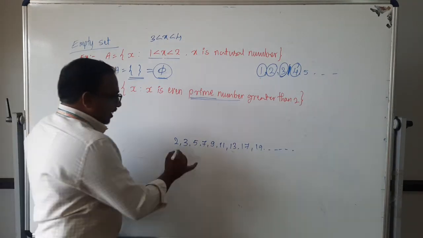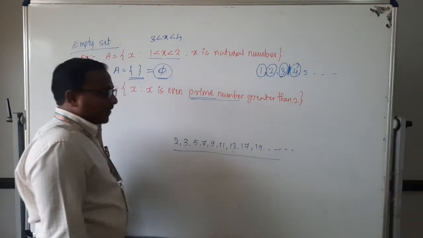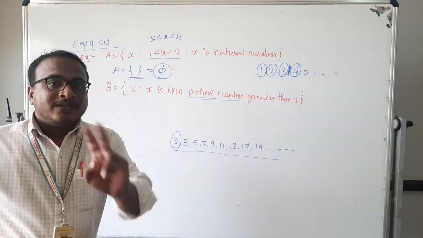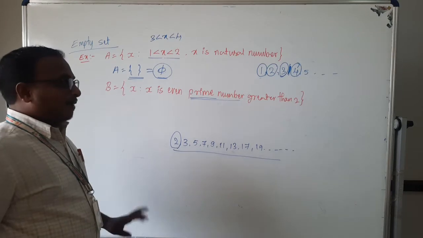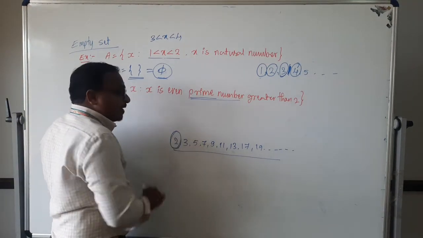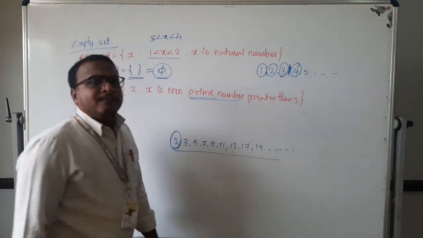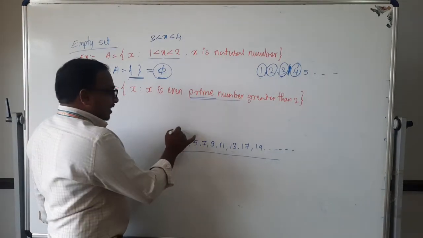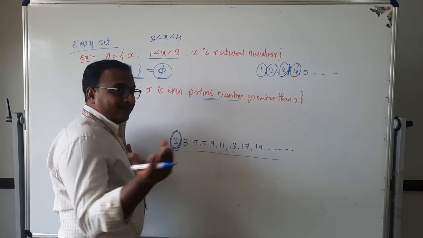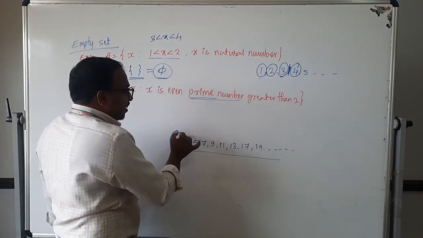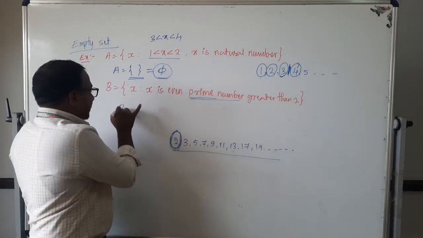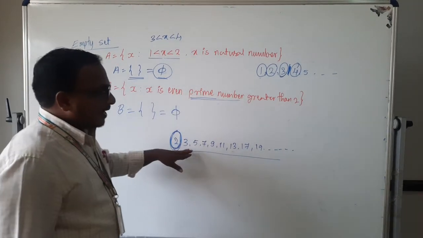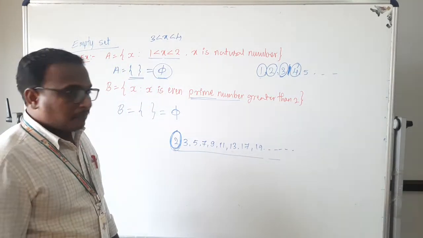Here, let us observe the even numbers. In prime numbers, except 2, there are no even numbers; only 2 is a prime number. The remaining even numbers are not prime, because the starting number is 2, and 2 can divide any even number. So the example is B is equal to the empty set phi. After 2, no even prime number comes at all.